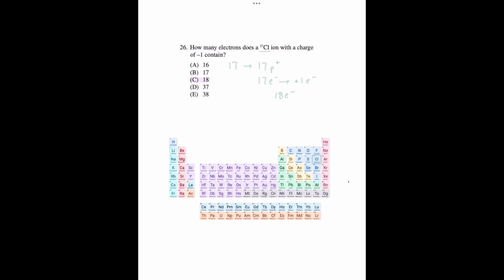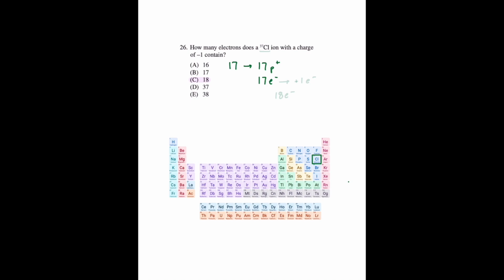This question from the SAT chemistry subject test asks, how many electrons does a 37 chlorine ion with a charge of -1 contain? So looking at the periodic table, we see that chlorine is element 17. So since it's element 17, that means we have 17 protons and 17 electrons in a normal chlorine atom.